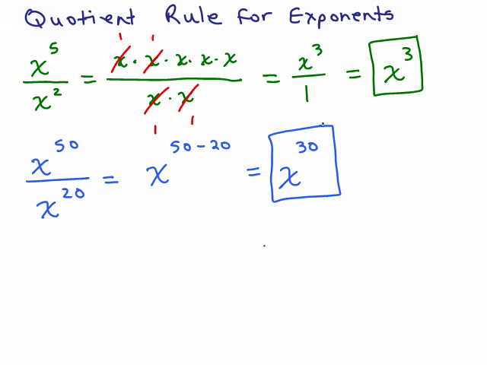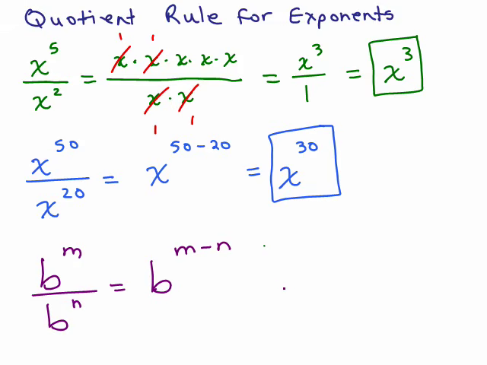Hey, that's it. That's the quotient rule. If you have the same base in the numerator and the denominator, the quotient rule says you can write the base once and you subtract. So here it is, b to the m over b to the n equals b, the base, that's why I'm using the letter b, to the m minus n.